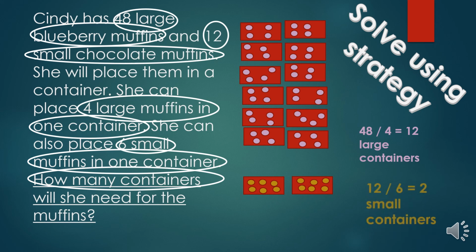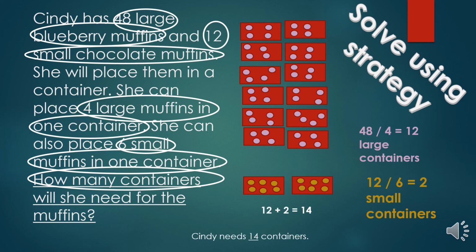Well, I remembered going back after I solved this that we're looking for how many containers she needs, and it's not just 12, it's not just 2, we actually have to combine that. So it's 12 plus 2, which equals 14. I can now respond to my statement, which states Cindy needs 14 containers.